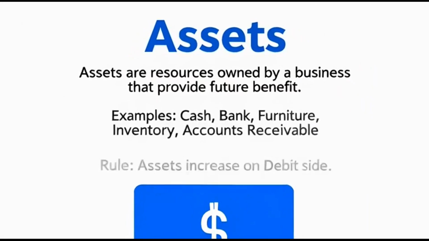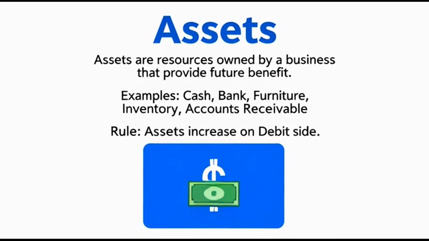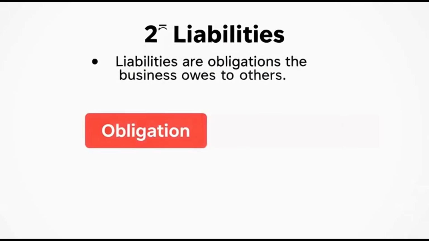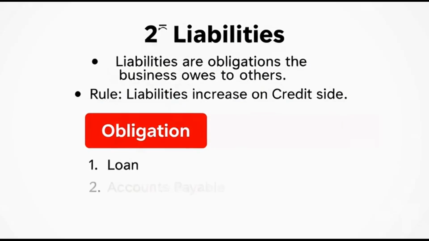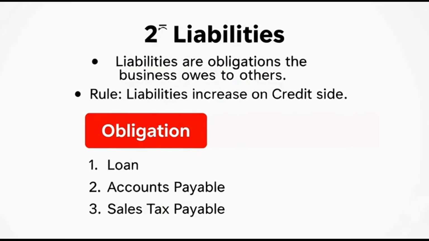Assets are resources owned by a business that provide future benefit. Examples include cash, bank, furniture, and accounts receivable. Liabilities are obligations the business owes to others. Examples include loans, accounts payable, and sales tax payable.